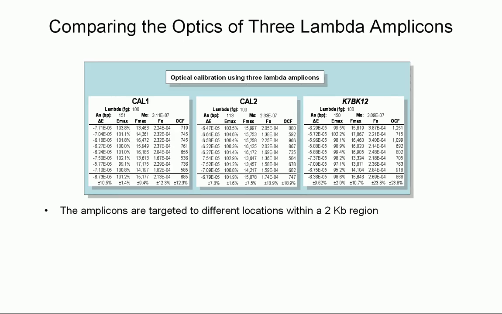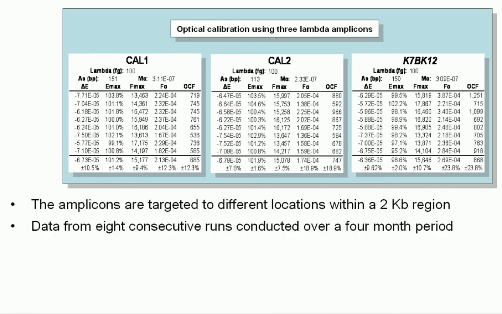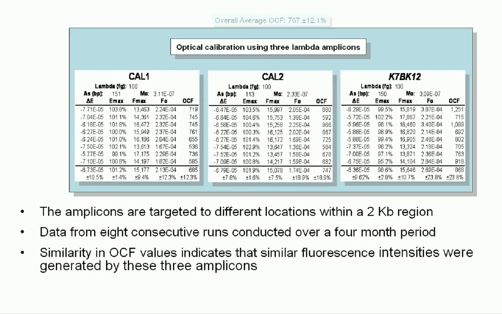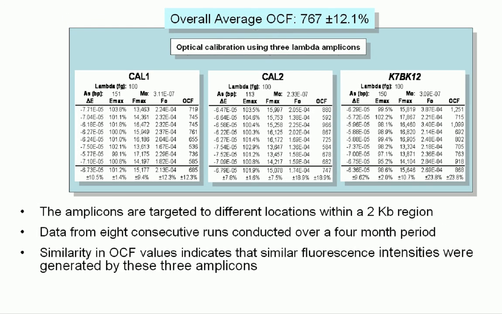This slide summarizes the optical calibrations produced by 3 different lambda amplicons. The data was taken from 8 runs, conducted over a 4-month period, with the data from each individual run presented across each respective row. It was concluded that there were no substantive differences in the fluorescence intensities produced by these 3 amplicons. This was based on comparing the average OCF from each of the 3 amplicons, which produced a variance of plus or minus 12.1%.